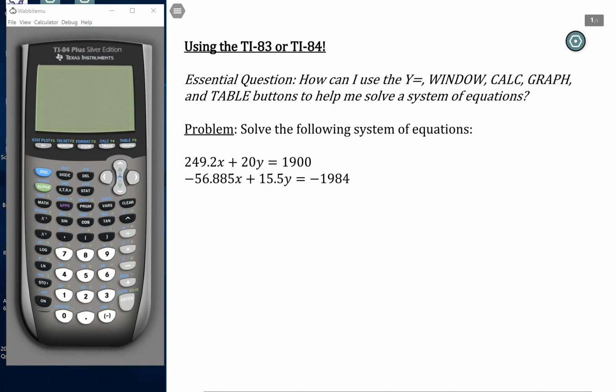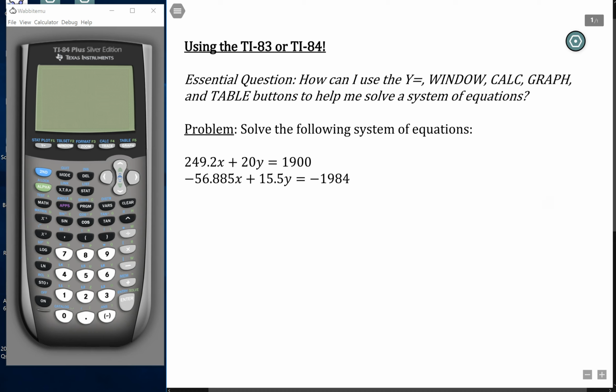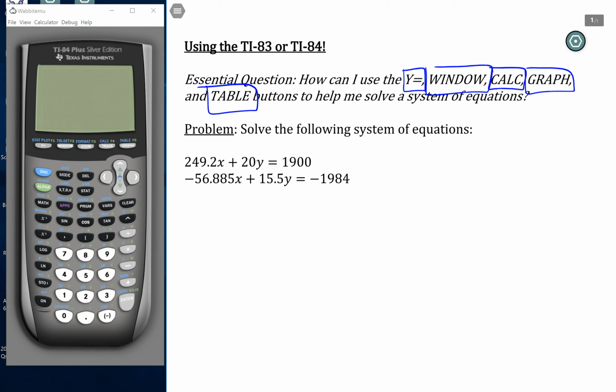So the essential question for today is, how can I use the following buttons to help me solve a system of equations? I'm going to show you how to use the y equals button, the window button, the calc button, the graph button, and the table buttons. It might be good to take a while to figure out where those are. So make sure you have your graphing calculator out with you.